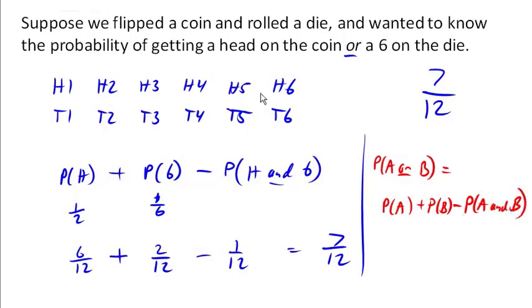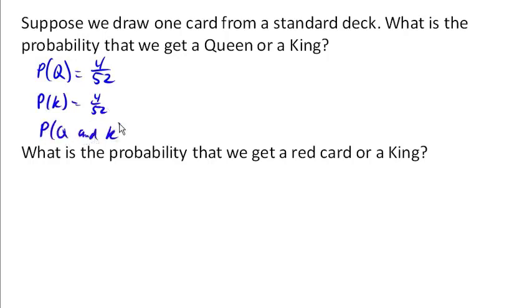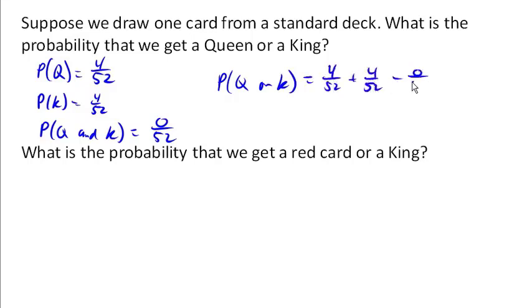Let's see if we can use this. Suppose we draw one card from a standard deck. What's the probability that we get a queen or a king? The probability of a queen is 4 out of the 52 cards in the deck. What's the probability of a king? 4 out of 52. What's the probability that the card is both a queen and a king? None. It's impossible for a card to be both a king and a queen. It's one or the other. So the probability of queen or king is 4 out of 52 plus 4 out of 52 minus 0, which is 8 out of 52.